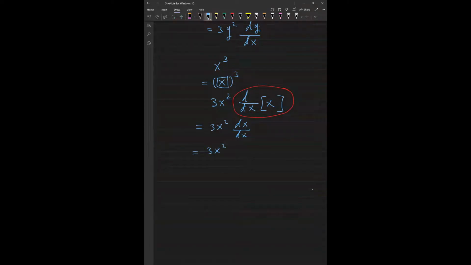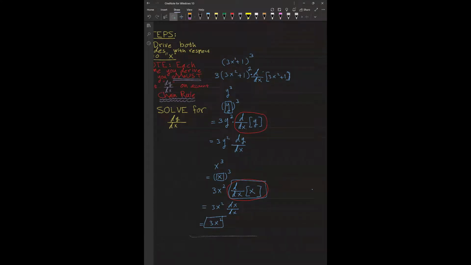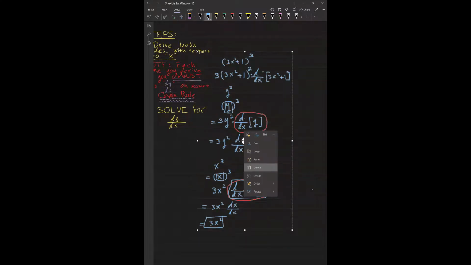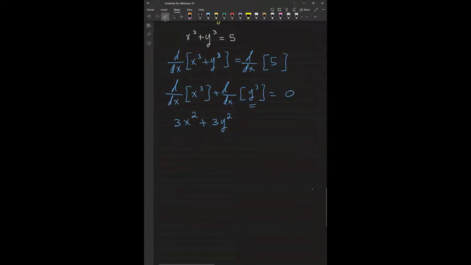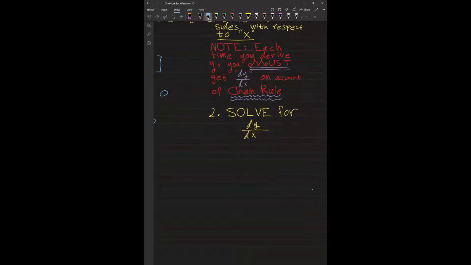So this is why we don't write this, because dx/dx is equal to 1, so we don't write it. If you get that, you can differentiate anything implicitly. From now on, every time I take the derivative of y, I'm just going to say dy/dx. So I took the derivative of y, I'm going to say dy/dx equals 5. Now, the second step, solve for dy/dx.